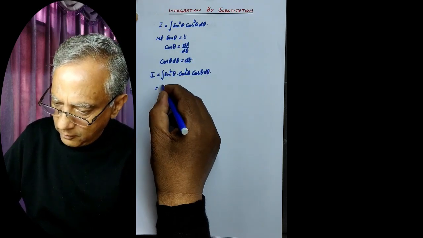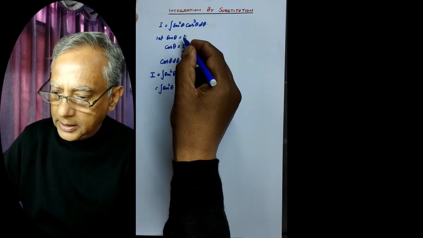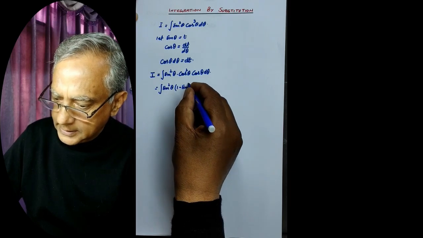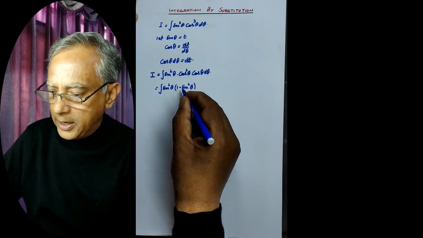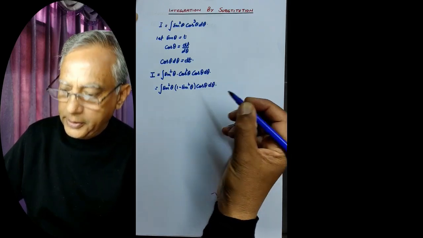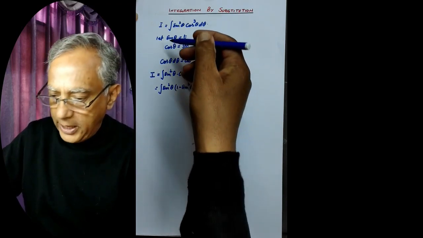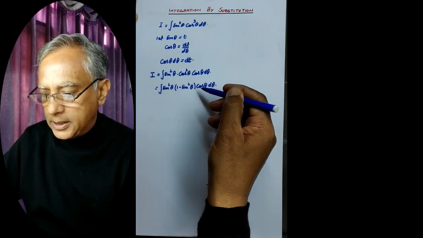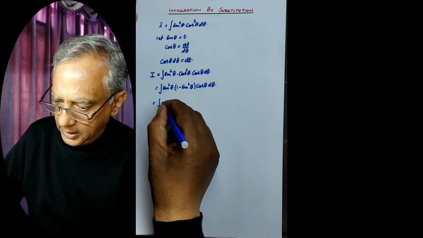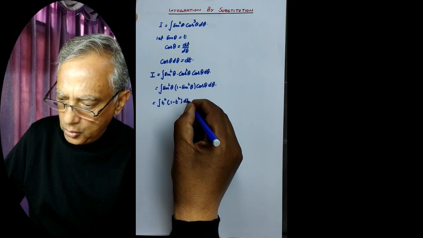So we write this as sine square theta, which will be t square, and cos square theta can be changed into 1 minus sine square theta. So this will be 1 minus t square, and this will be cos theta d theta, which is dt. So we have converted this question in terms of the new variable, and this is equal to the integral of t square into 1 minus t square into dt.